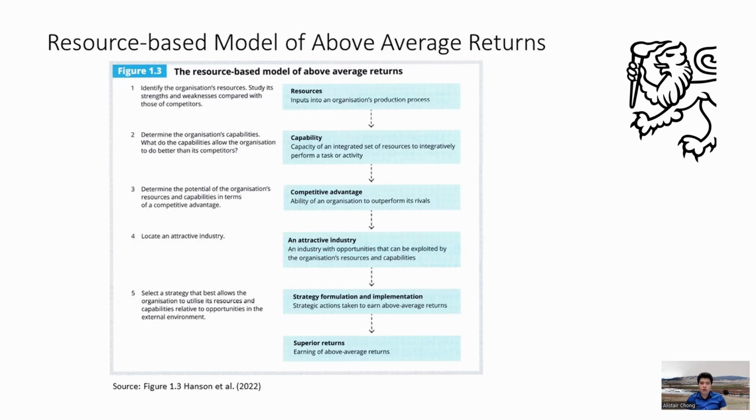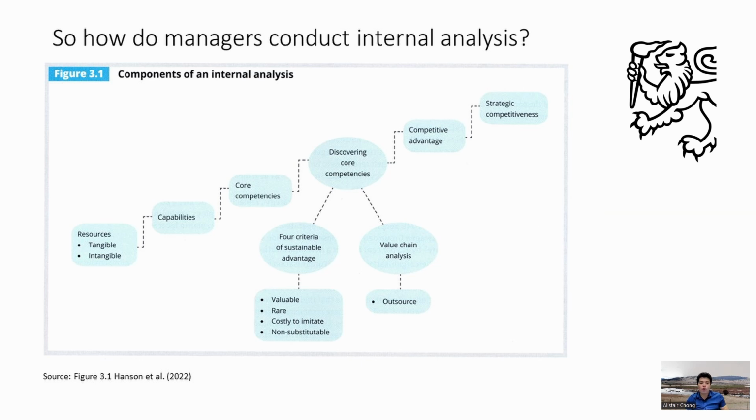So you can see here, figure 1.3 out of your text looks at identifying the resource-based model of above average returns and works through identifying what the resources are, looking at strengths and weaknesses, looking at what some of the capabilities are. So these are often the intangible things that we can do with our resources, looking at what the potential is of what we can do with our resources and capabilities, locating an attractive industry, and we've touched on this previously, and then selecting a strategy that best allows the firm to use our resources and capabilities relative to opportunities of what's going on around us to create an above average return.